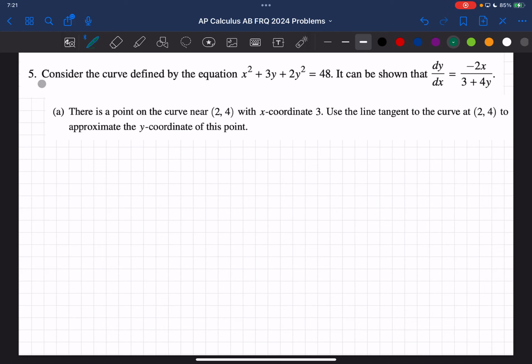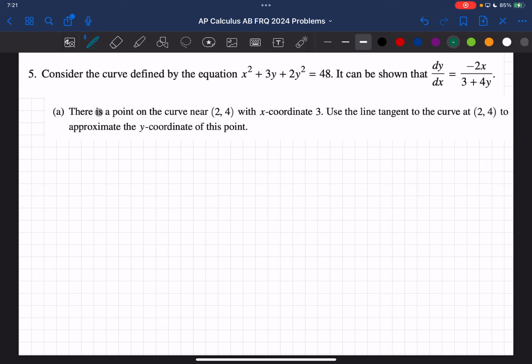For question 5, it says, consider the curve defined by this equation, x squared plus 3y plus 2y squared equals 48. Now, they said it can be shown that the derivative, dy over dx, equals negative 2x over 3 plus 4y. So we didn't have to find that. They just gave it to us.